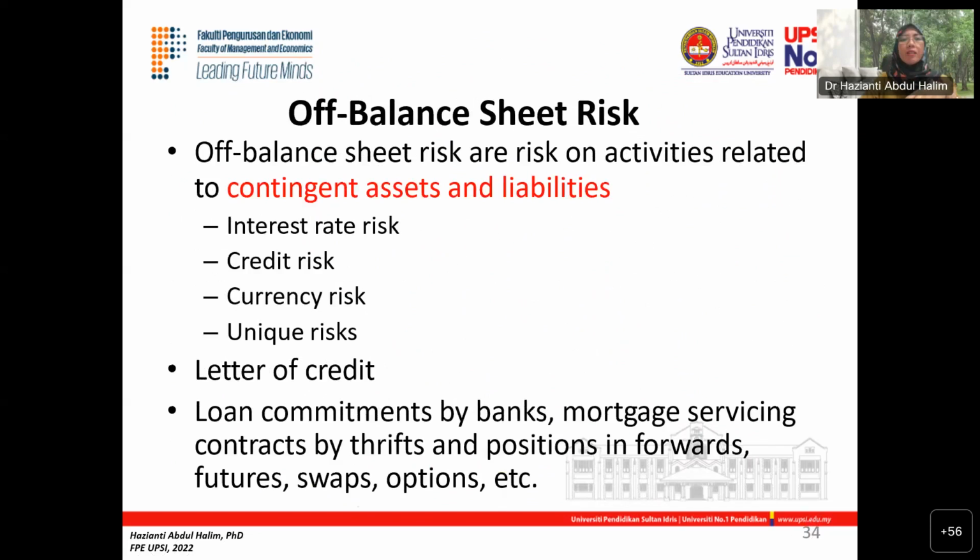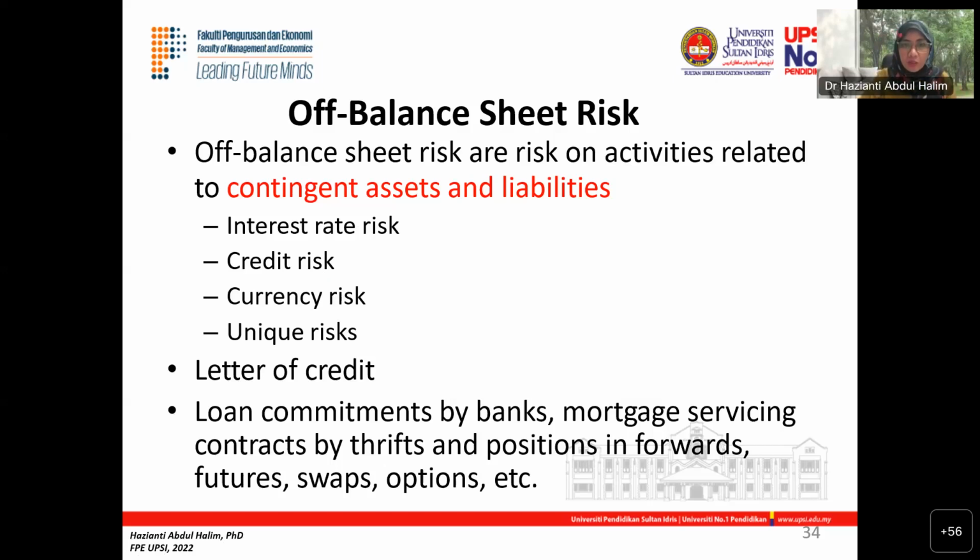Okay, alright. And we call it as contingent asset and liability. Contingent maksudnya belum jadi, but bergantung on certain situation ataupun certain condition. Contingent upon certain event. So we call it as contingent asset and also contingent liabilities. And it can also be on interest rate boleh, on credit risk boleh, on currency risk pun boleh, and as well as we can say as considered as a unique risk lah. Right? So this is off balance sheet risk.